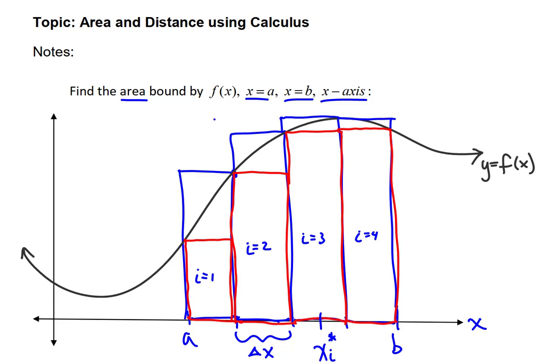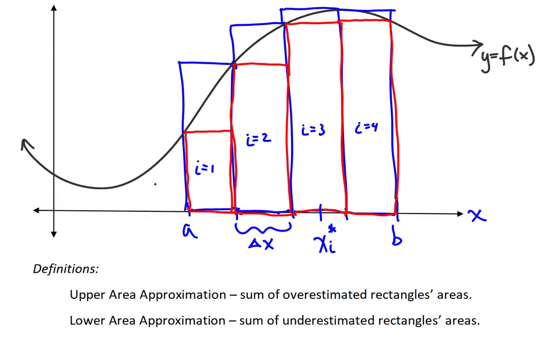Now, getting back to what we were doing with these estimates, let's get a couple definitions in here. First of all, as we've already mentioned, the first set of rectangles we drew, which were the blue ones, are the upper area approximations. We already discussed those are all too big, right? There's extra space above the curve in each of those blue rectangles. They're too big. So that would be an upper approximation of the area. In other words, it's the sum of the overestimated rectangles' areas. Overestimated because they went above the curve.